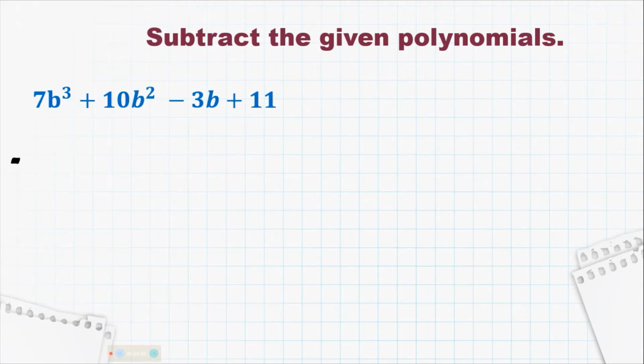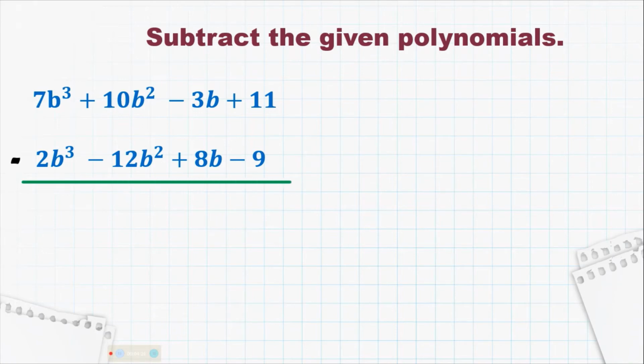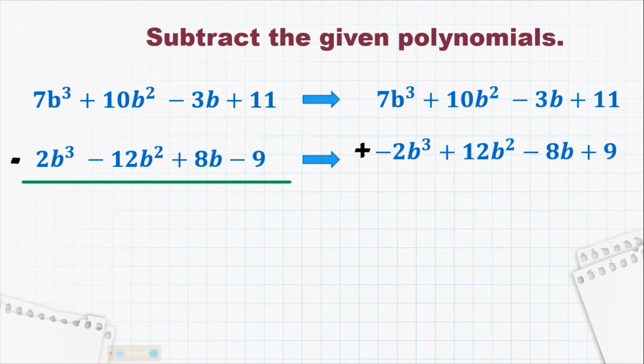Another one, we have 7b cubed plus 10b squared minus 3b plus 11 minus 2b cubed negative 12b squared positive 8b negative 9. So, ito, i-keep, and then yung minus magiging plus, and then change yung sign every term. Positive, naging negative, then yung negative, naging positive, and then yung positive, naging negative, and then yung negative, naging positive.